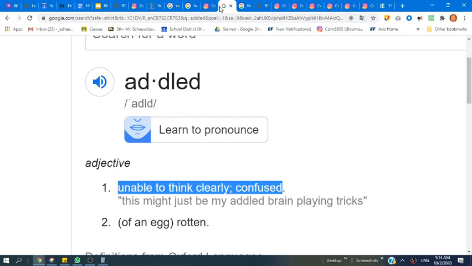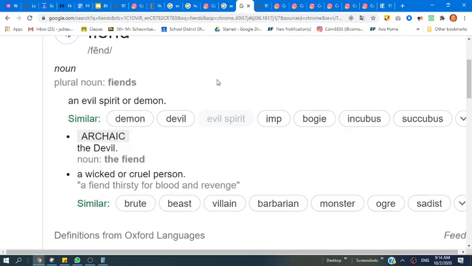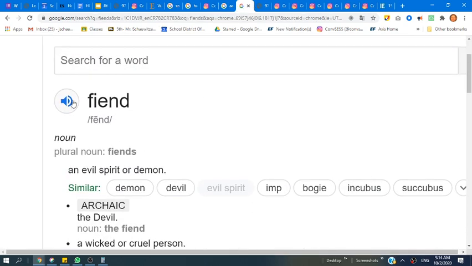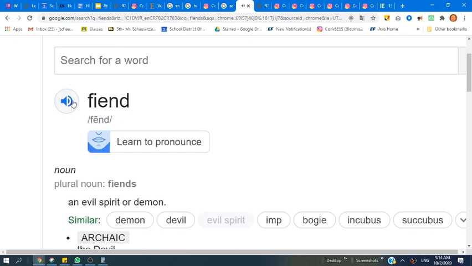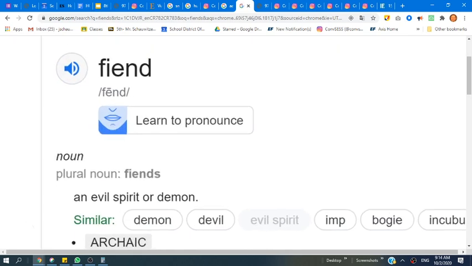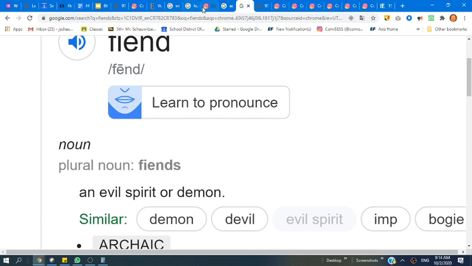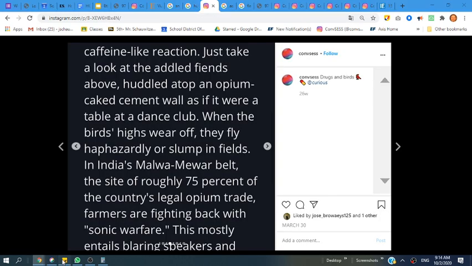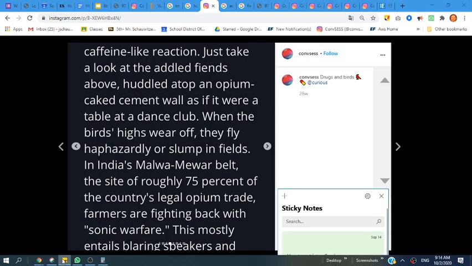All right. What about that next word that we heard? Fiend. Okay. A fiend is an evil spirit or a demon. So if we look back at the text, it says that they were almost like addled fiends. Okay. They were almost like possessed by a demon.